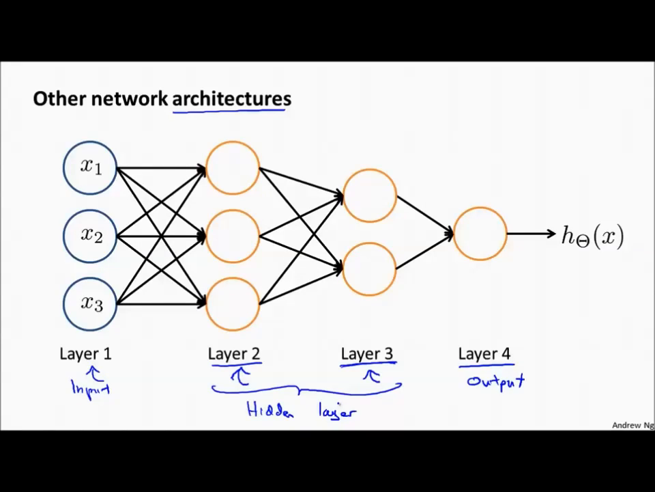In the next videos, I realize that some of the intuitions in this video of how later layers are computing complex features of the earlier layers may still be slightly abstract and at a high level. And so what I'd like to do in the next 2 videos is work through a detailed example of how a neural network can be used to compute nonlinear functions of the input, and hopefully that will give you a good sense of the sorts of complex nonlinear hypotheses we can get out of neural networks.